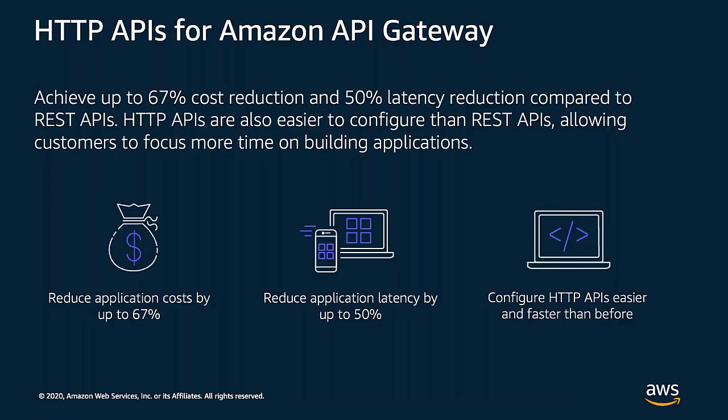In March of 2020, HTTP APIs for Amazon API Gateway became generally available. HTTP APIs allow you to achieve up to a 67% cost reduction and 50% latency reduction compared to REST APIs. They're also easier to configure than REST APIs, allowing you to focus more time on building applications for your users. This means that you can get up and running faster and see increased performance at less cost if you do not need all of the features that are provided by API Gateway's REST APIs.